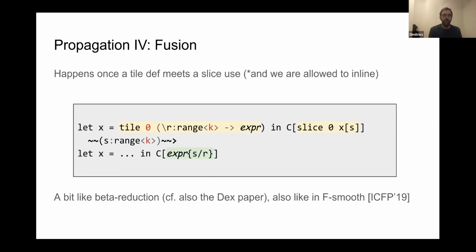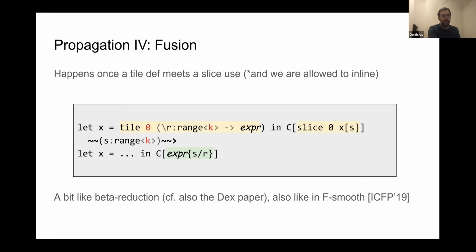Now we get to the most important rule of the whole system, which is fusion, basically. It happens once a tile definition meets a slice use, and I put an asterisk there saying we are allowed to inline, because it's actually a more complicated question about inlining, for example, if the operand is used multiple times, etc. But in terms of foundations, again, we see a tile definition and we see a slice use. And what happens is that we replace the slice use with the body of the tiling loop, appropriately renaming the corresponding range value.